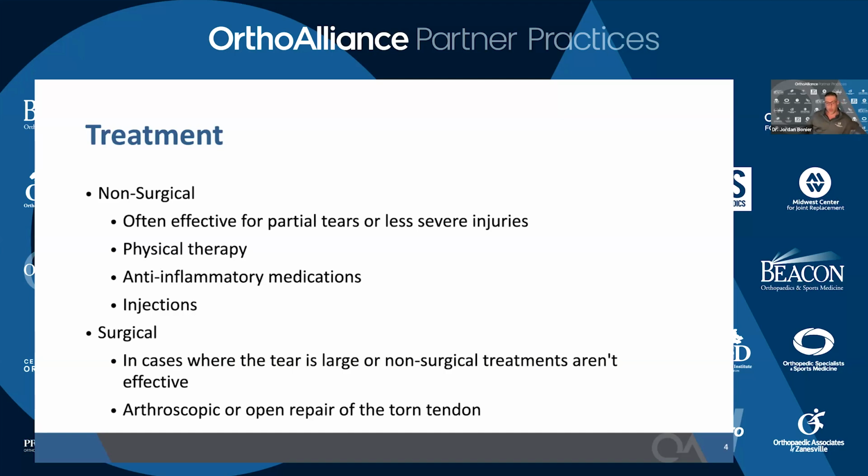This can either be done arthroscopically, which is the way that I typically do it, through the use of a scope, where it's a more minimally invasive type of procedure where we make small incisions and put a camera into the joint and take a look around and diagnose the issue. And then through other small little incisions, we can take instruments and repair the tendon. Alternatively, it can be done with an open repair, which is a standard, more invasive incision if the tendon is a larger tear.